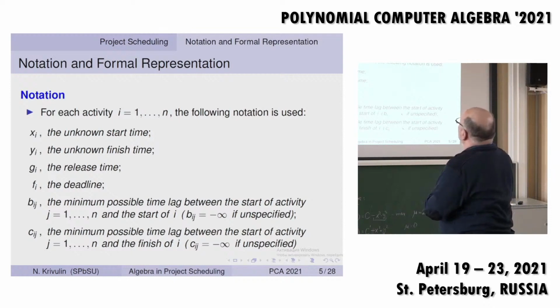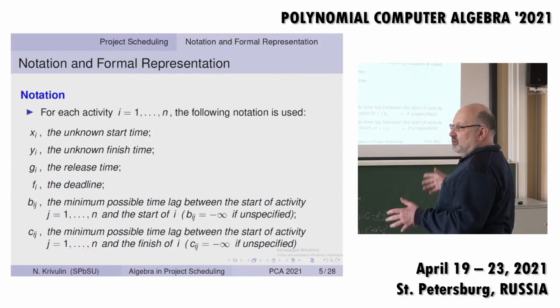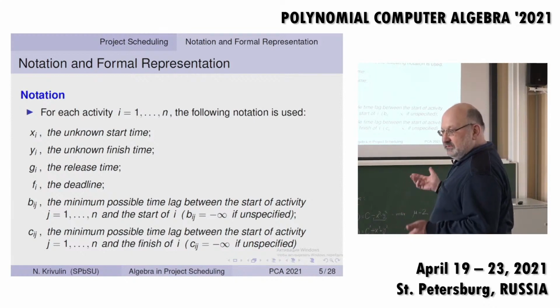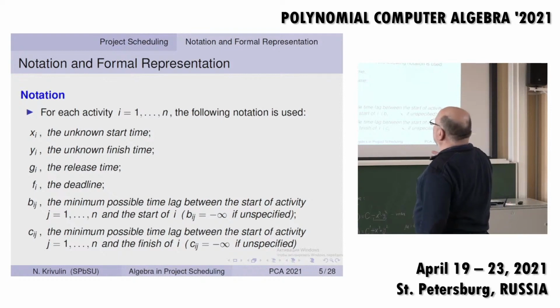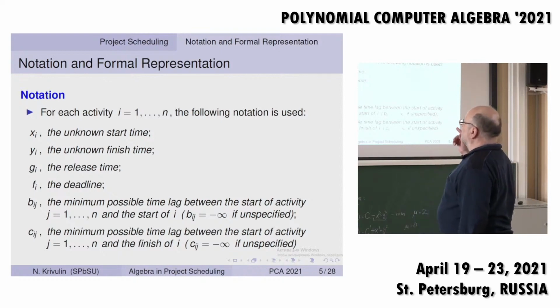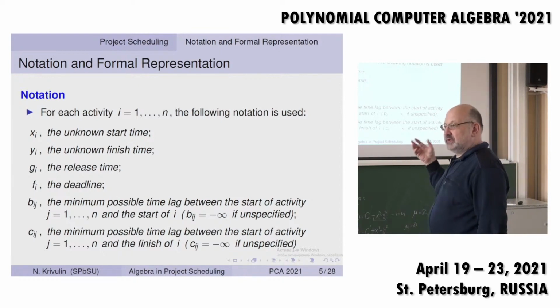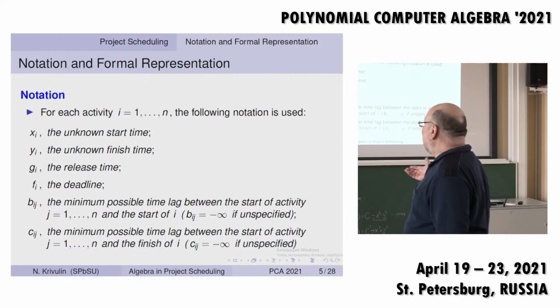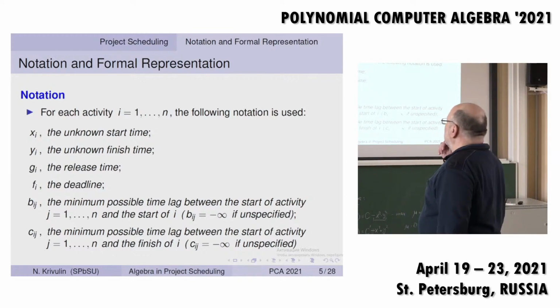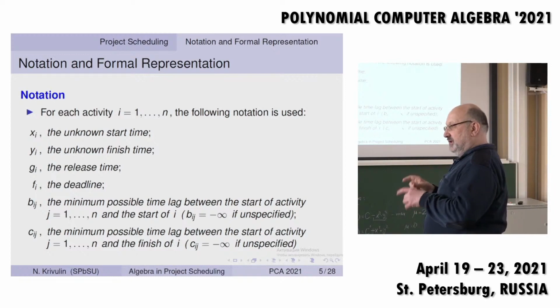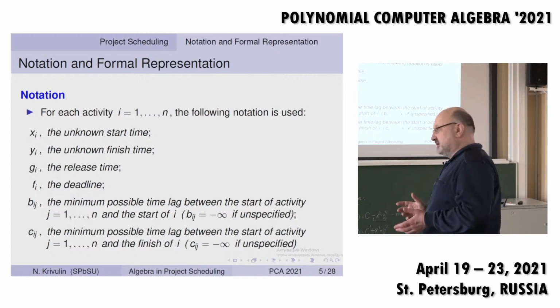Now we have to introduce some notation to make a formal representation of the problem. x_i and y_i are the unknown start and finish times of activity i. g_i and f_i are the given release time and deadline for activity i. And b_ij and c_ij are given lags for start-start and start-finish constraints.